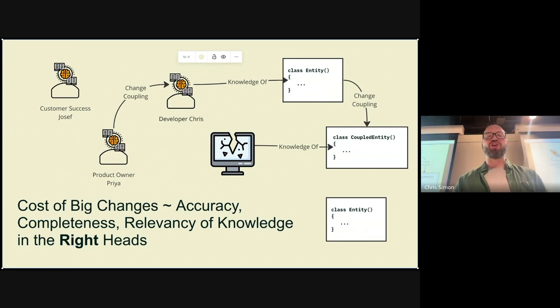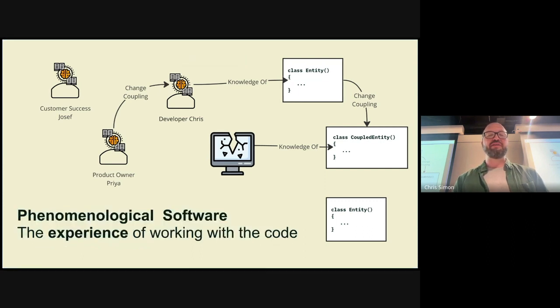But as soon as the knowledge of the coupling that's present is lost, because no system is so well designed, then it feels far more coupled than it might have felt if that person was still around. So I think it's reasonable to say the cost of big changes is proportional to the accuracy, completeness, and relevancy of the knowledge in the right people's heads. So I think this is important. And I think it's undervalued.